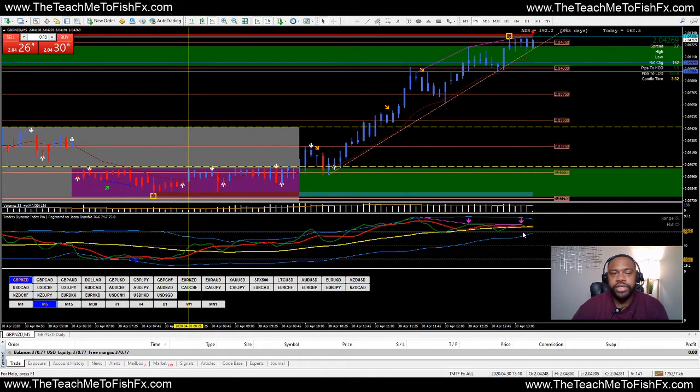With the TDI, that's basically how you want to use it. You want to wait until it shows you that it has been exhausted. That green TDI is the green price signal, the price line is overbought, and then you just want to watch your chart for price action. That will tell you when to get into the trade.